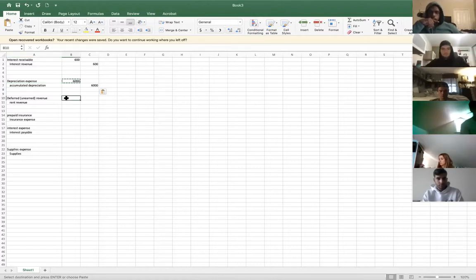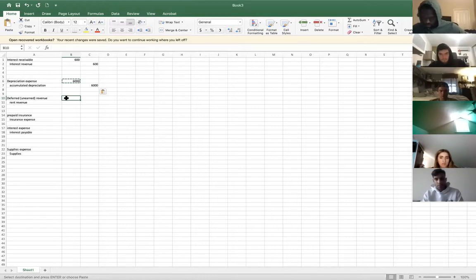All right, so let's take a look at deferred revenue. On November 1st, the bar was leased for a year, and remember, we're doing the accounting for Vito's pizza parlor, and Vito received $6,000 representing the first 6 months rent. So they were prepaid rent revenue for 6 months.